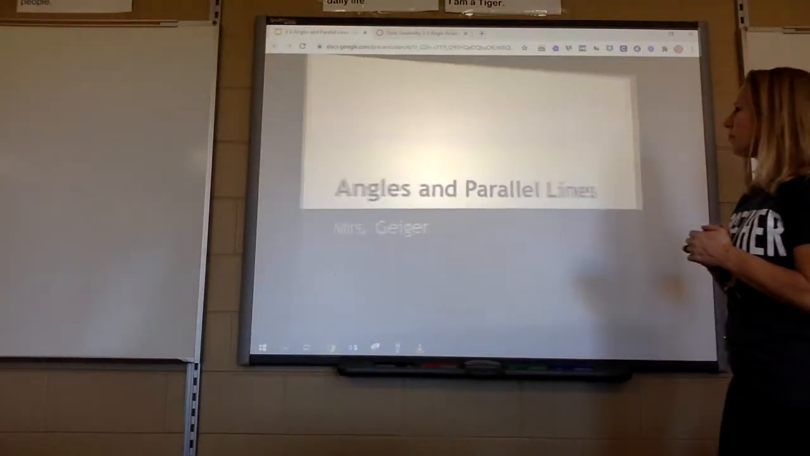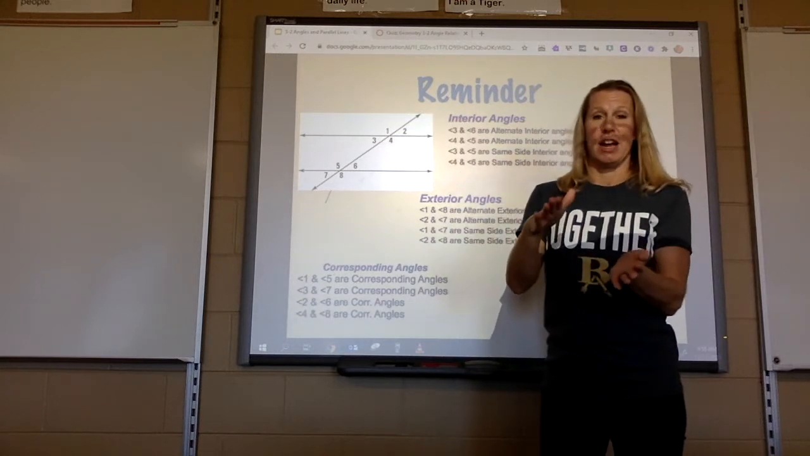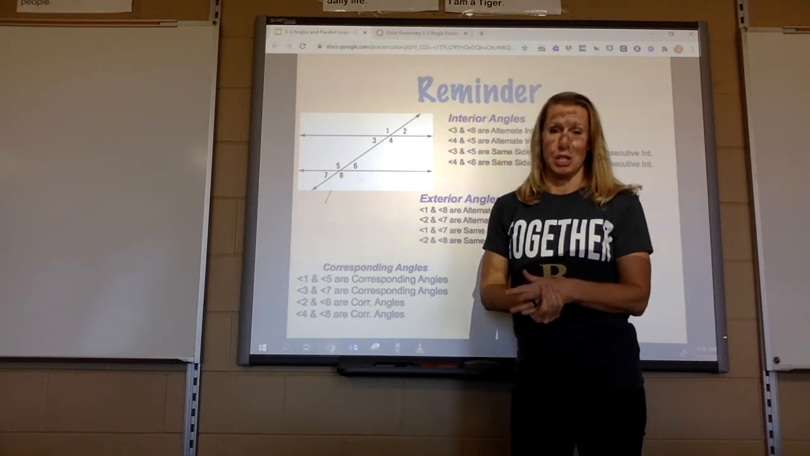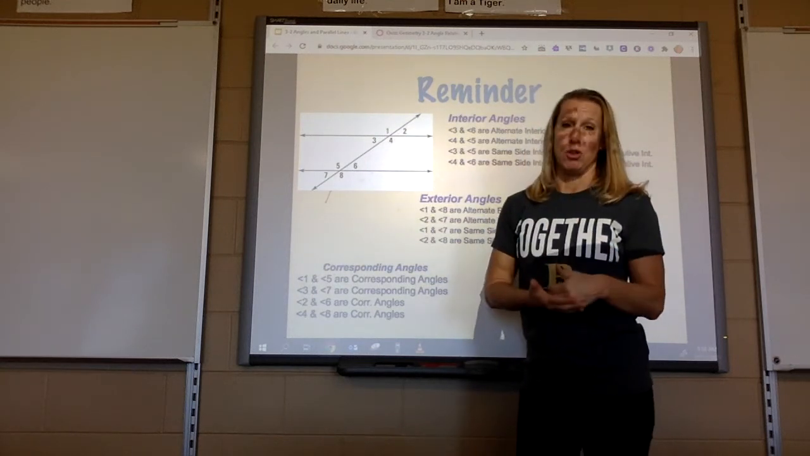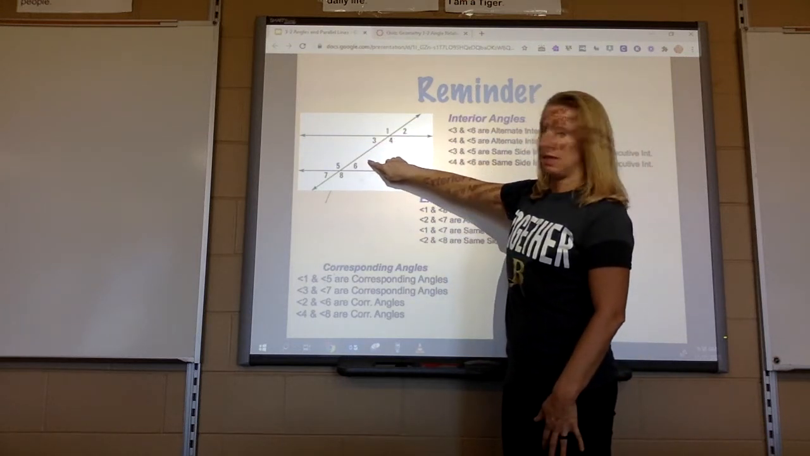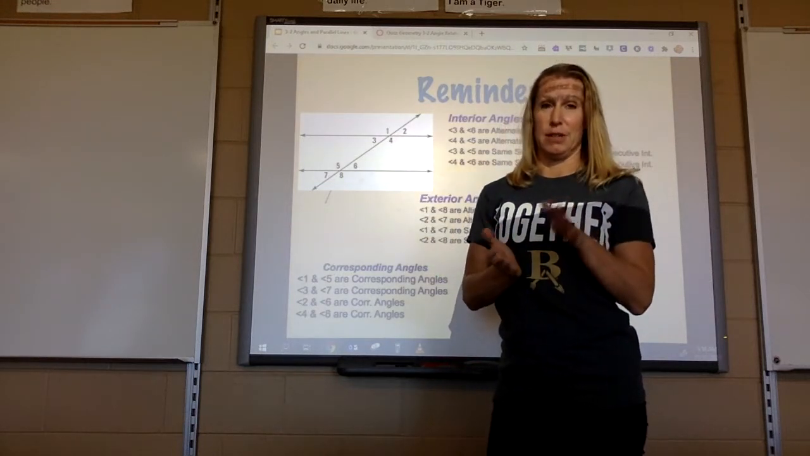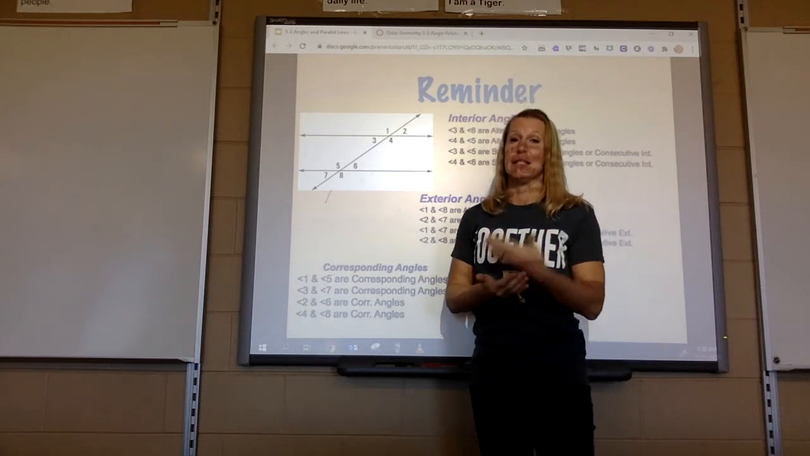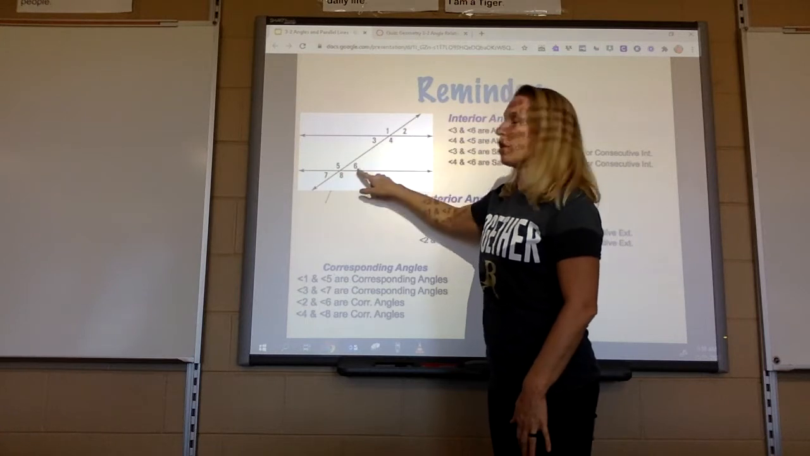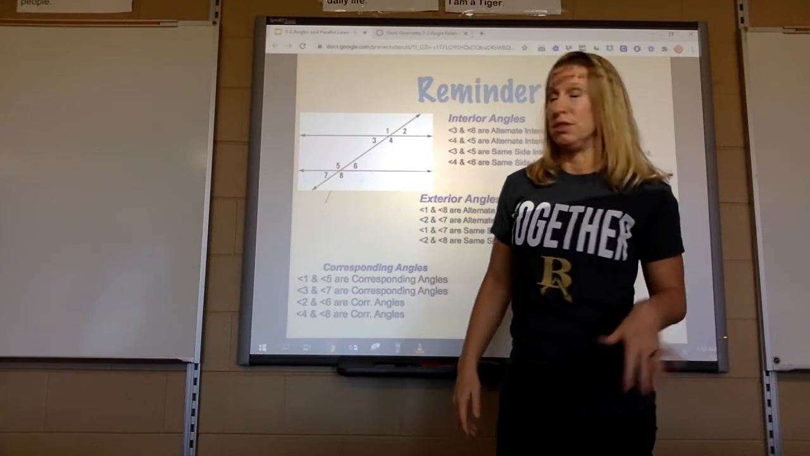So a quick reminder. We have our interior angles, which are angles 3, 4, 5, and 6. And then we have those special kind that we just learned about. So we've got our alternate interior angles, which would be like 3 and 6, 4 and 5. They alternate over the transversal and they're interior. We have our same side interior angles, like 3 and 5, and 4 and 6. Remember, the Big Ideas book calls it consecutive interior angles.